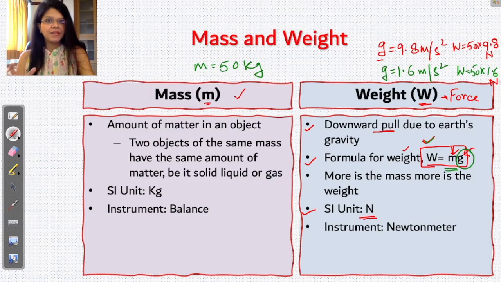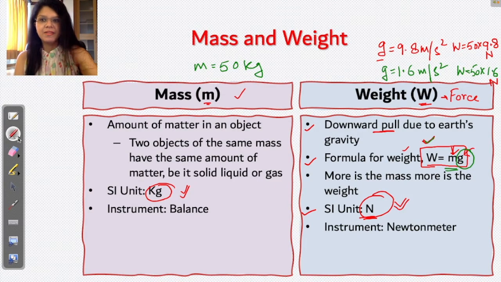Your weight on Earth, your weight on any other planet is always represented in newtons. Why? Because weight is a force. Mass is not a force, right? Weight is a force. That's something you need to remember. There is a difference in the unit in which they are represented. Mass is represented in kilograms. Weight is represented in newtons. Please take care of this thing. It's very, very important, right?